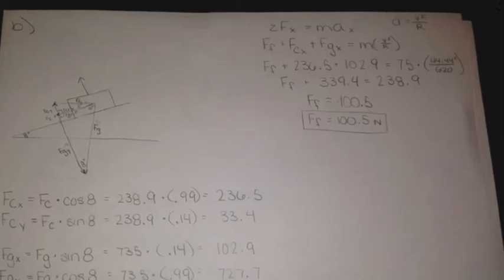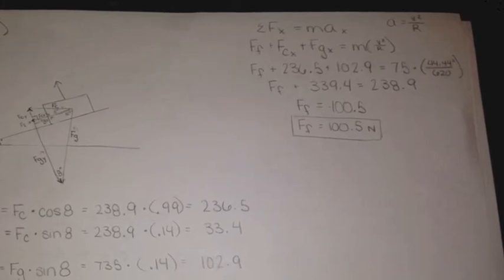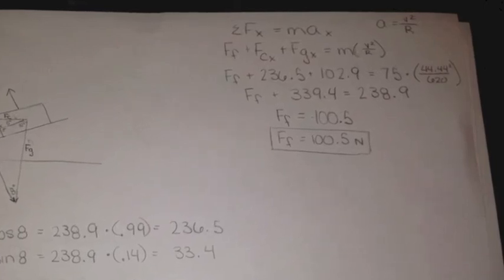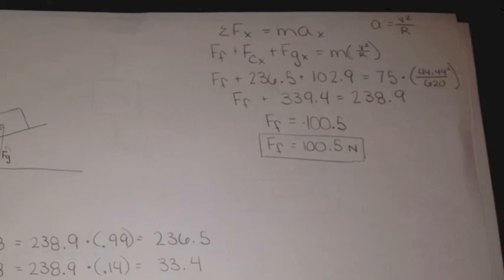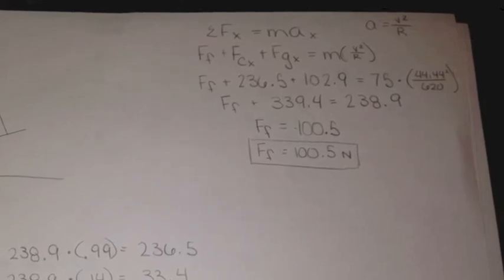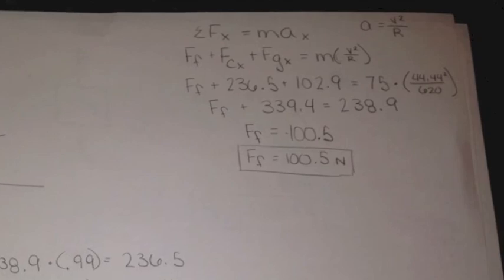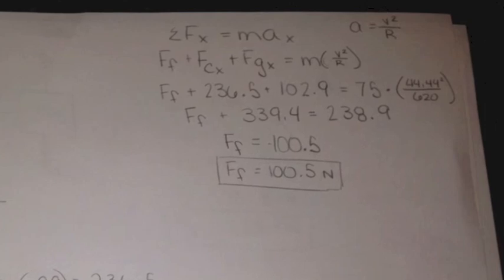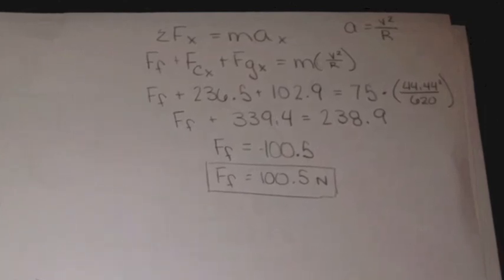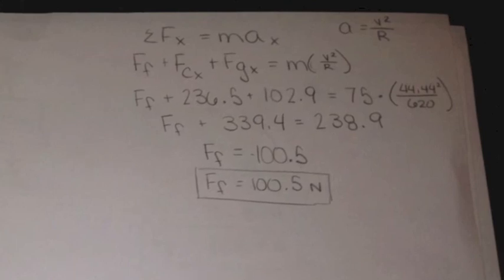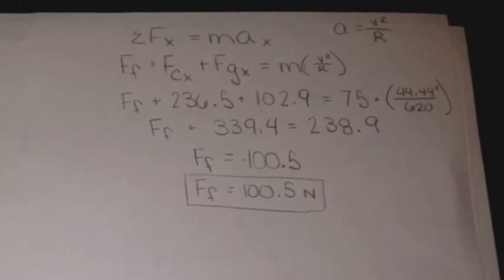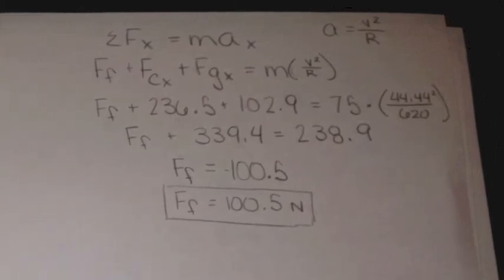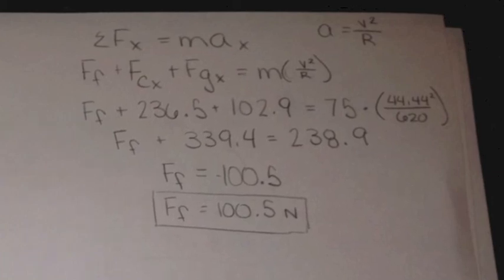So then after we've written down this information, we can use our equations to find the force of friction. We're going to use the equation that all of the forces on the x is equal to mass times acceleration on the x. So you have your friction force plus your centripetal force on the x plus your force of gravity on the x is equal to mass times velocity squared over r. Then, since you've done all of these calculations already, you can plug them in and you'll be able to get your force of friction equaling 100.5 newtons.